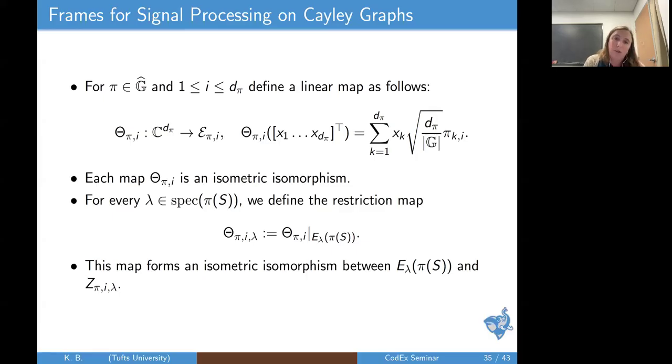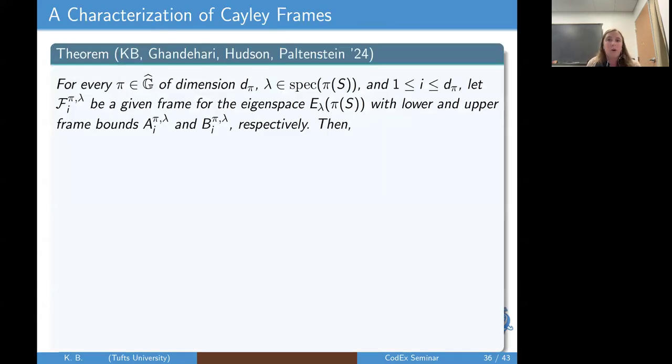We also need to look at a restriction to the lambda eigenspace, and the map then forms an isometric isomorphism between our lambda eigenspace of pi s and this special Z pi I lambda space coming from the adjacency eigen-decomposition. So, how do we construct a frame in this way?